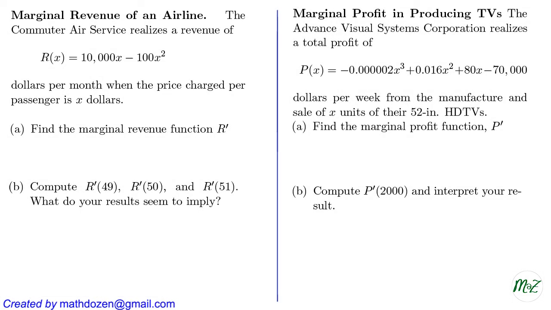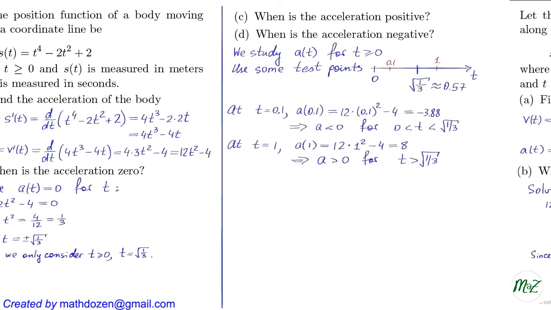Welcome everybody. We're gonna talk about two problems that use derivatives in the context of economics and business. First problem talks about marginal revenue of an airline. That's the problem to the left. So the problem says that this airline has the following revenue function. Revenue depending on the price of the ticket is 10,000x minus 100x squared.